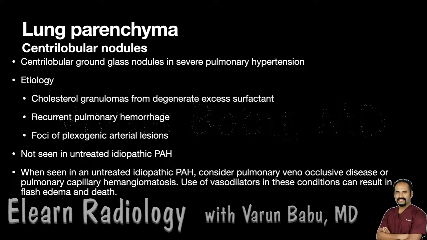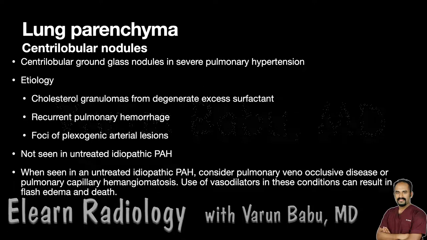Let's move on to the lung findings. Central lobular nodules. Central lobular ground glass nodules are seen in severe pulmonary hypertension. What is the etiology? Cholesterol granulomas from degenerate excess surfactant, recurrent pulmonary hemorrhage, foci of plexogenic arterial lesions.